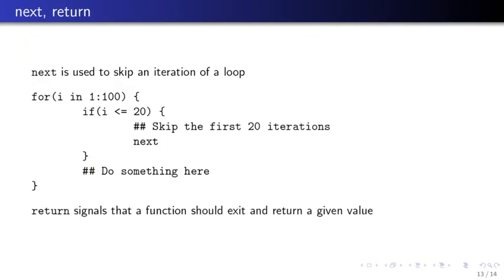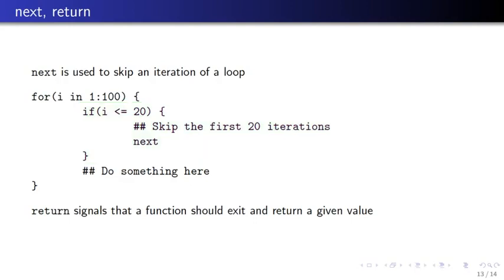The last control structure element I want to talk about is next, and then there's also return. Next is basically used in any type of looping construct when you want to skip an iteration. So here I've got a basic for loop, which is going to run for 100 iterations. But the idea is that I want to skip the first 20 iterations and then only execute some code for iterations 21 through 100.